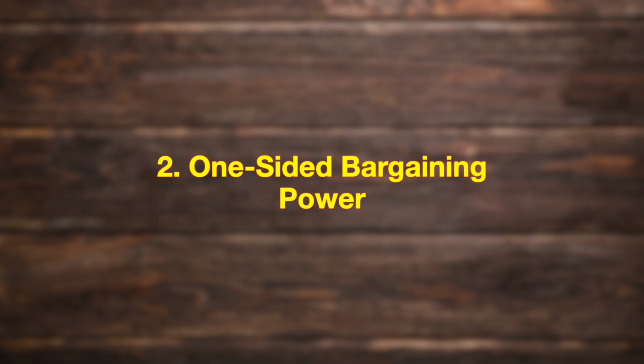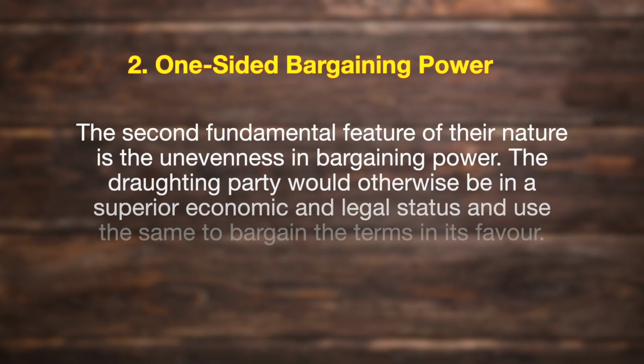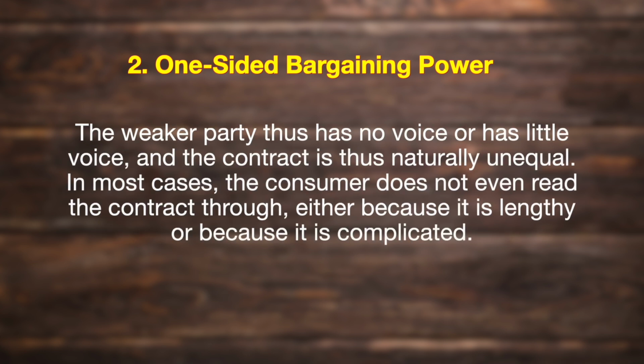The second is one-sided bargaining power. The second fundamental feature of their nature is the unevenness in bargaining power. The drafting party would otherwise be in a superior economic and legal status and use the same to bargain the terms in its favor. The weaker party thus has no voice or has little voice, and the contract is thus naturally unequal. In most cases, the consumer does not even read the contract through, either because it is lengthy or because it is complicated.